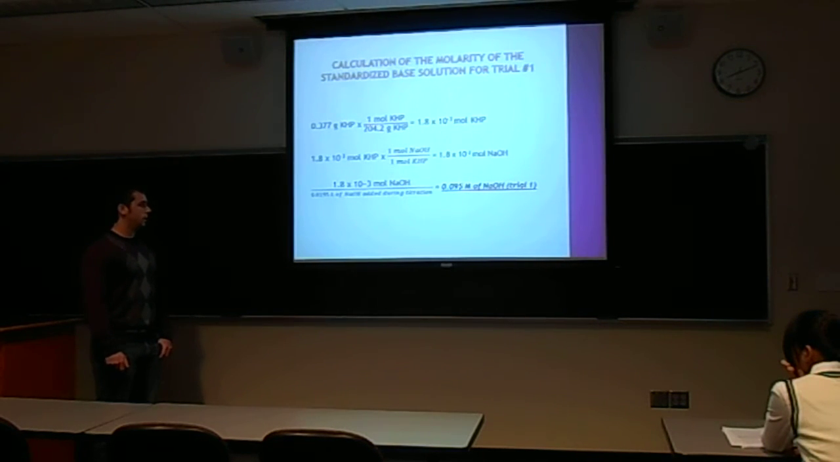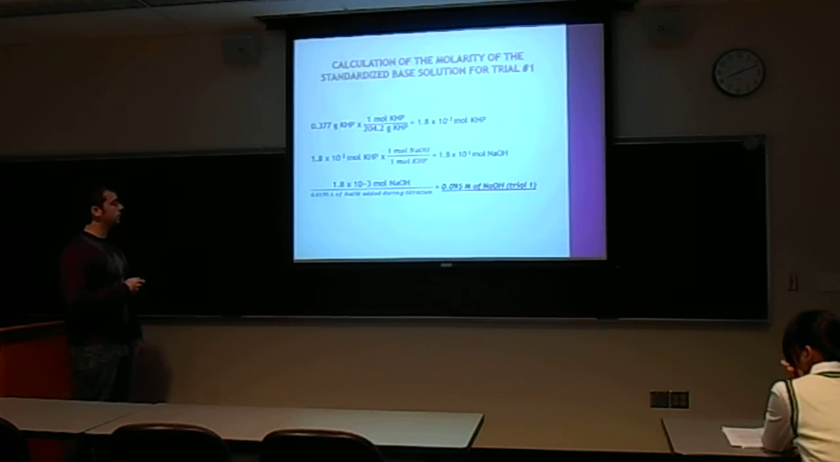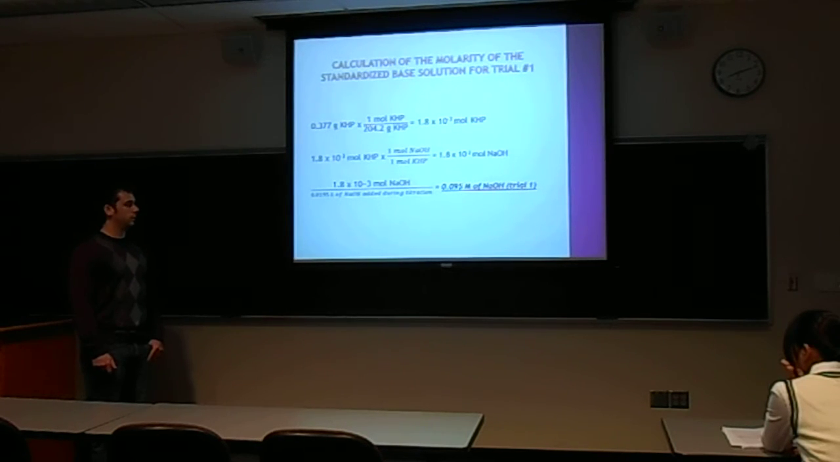To find the molarity of the NaOH for trial 1, we took the mass of the KHP for trial 1 and divided it by the total mass to get the moles of KHP. Then we used the 1-to-1 stoichiometric ratio from the equation we made to find the moles of NaOH. Then we divided the moles of NaOH by the liters of NaOH we added during titration. I found the molarity of NaOH for the first trial to be 0.095 molar.